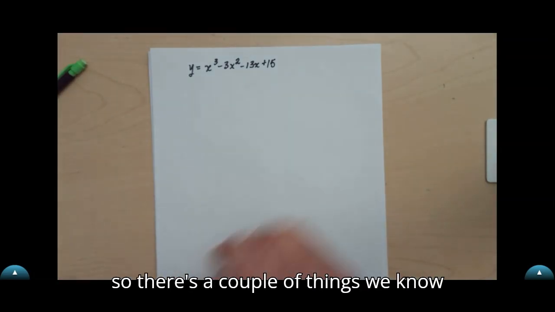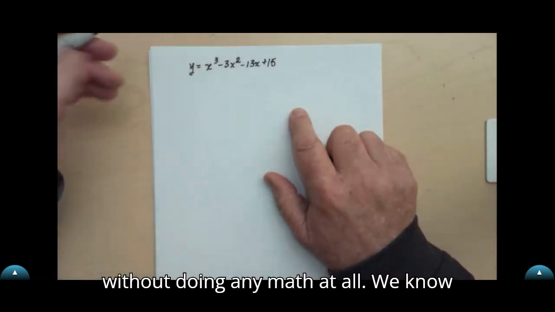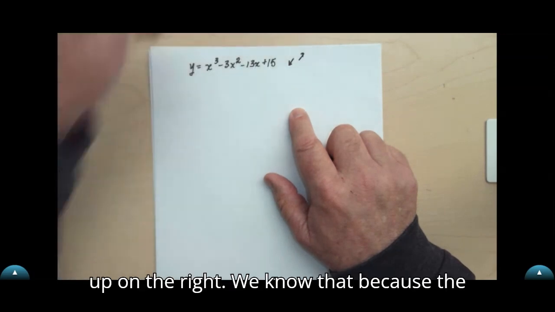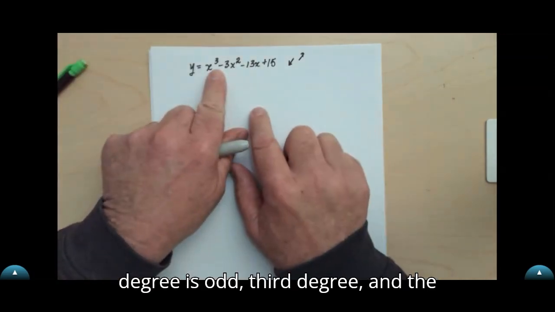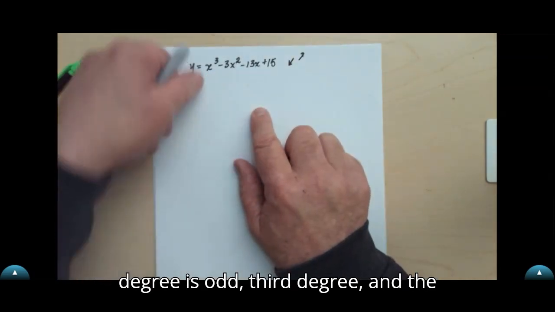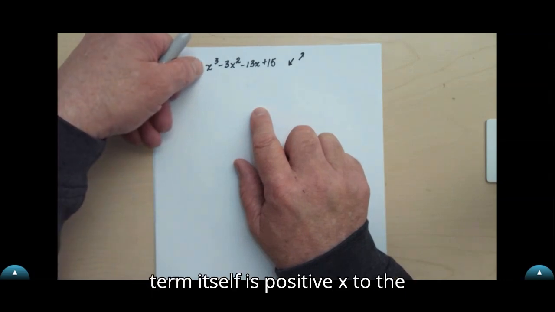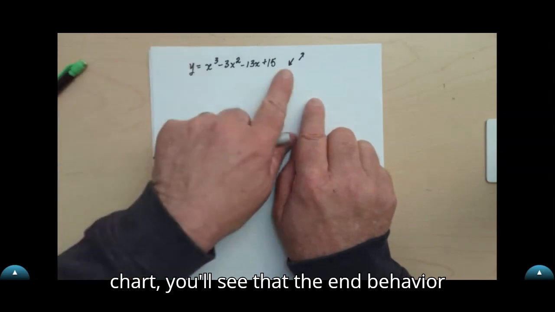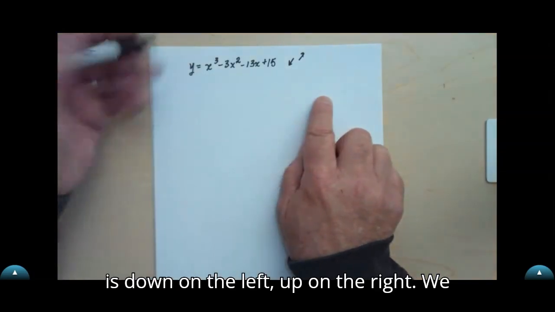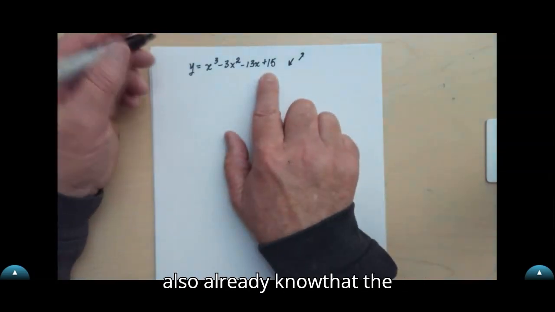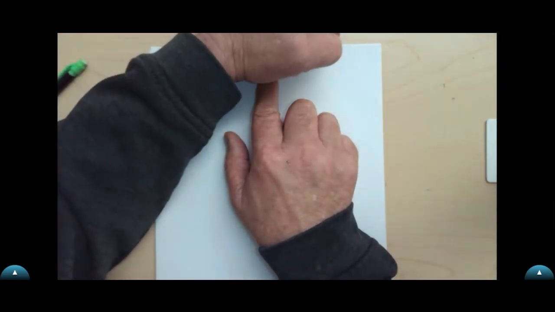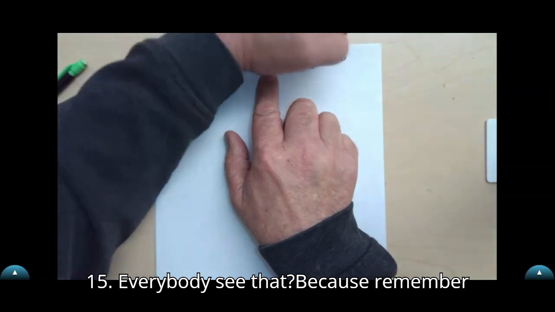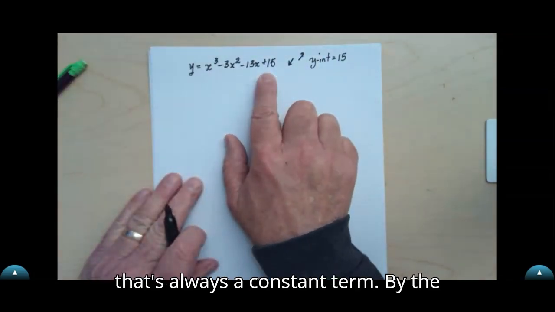And so there's a couple of things we know without doing any math at all. We know the end behavior is down on the left and up on the right. We know that because the degree is odd, third degree, and the term itself is positive, x to the third. And if you consult your little chart, you'll see that the end behavior is down on the left, up on the right. We also already know that the y-intercept is 15. Everybody see that? Because remember, that's always the constant term.